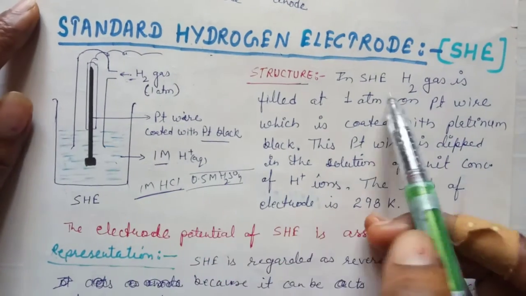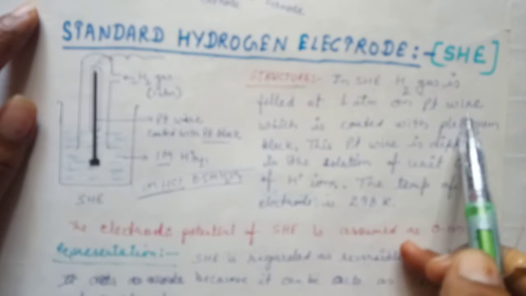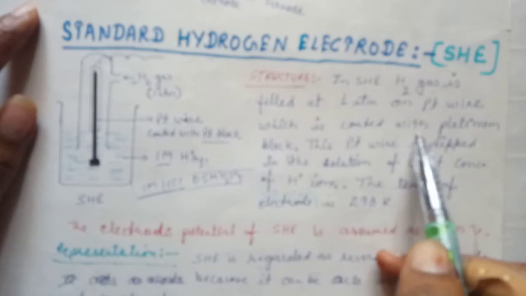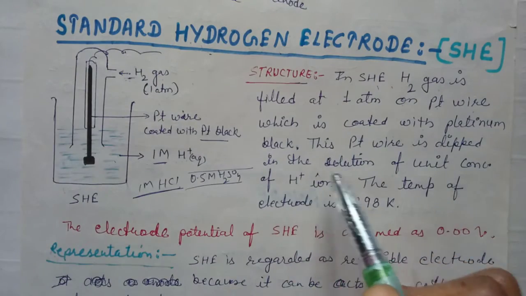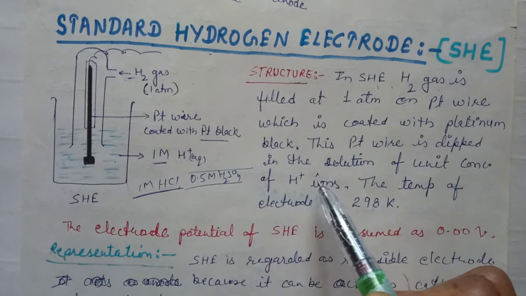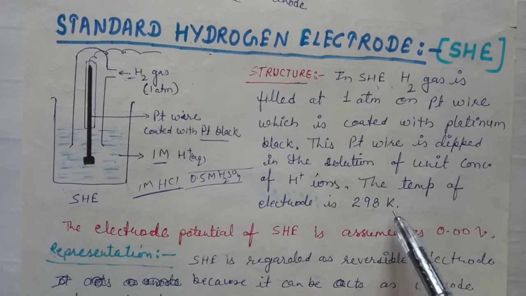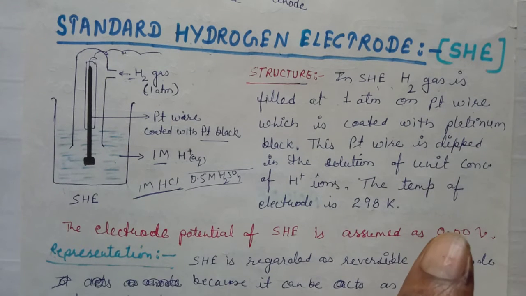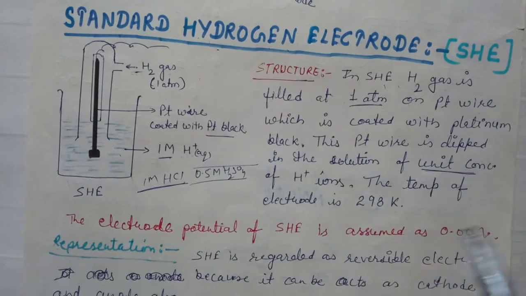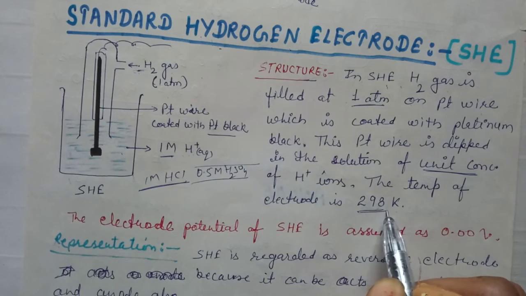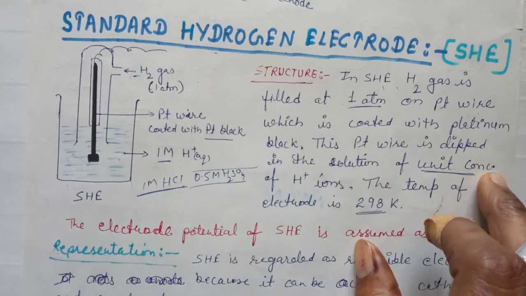Okay, what is this? In SHE, H2 gas is filled at 1 atm on Pt wire, which is coated with platinum black. This platinum wire is dipped in the solution of unit concentration of H+ ions, and the temperature of the electrode is taken as 298 Kelvin. All the conditions are standard: 1 atm pressure, unit concentration and 298 Kelvin. This is the diagram and the structure of the SHE.